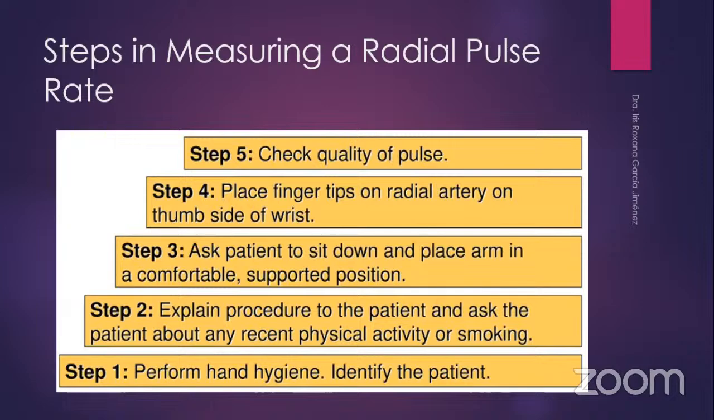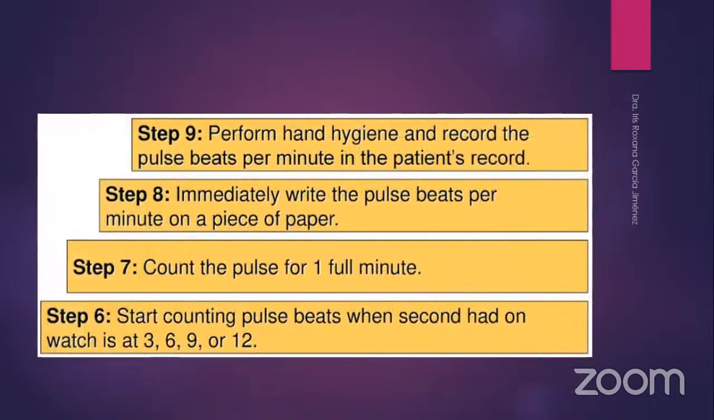We place the fingertips on the radial artery on the thumb side of the wrist. We have to check the quality of the pulse. We start counting pulse beats. We all know how to do this. We count the pulse for 1 full minute.